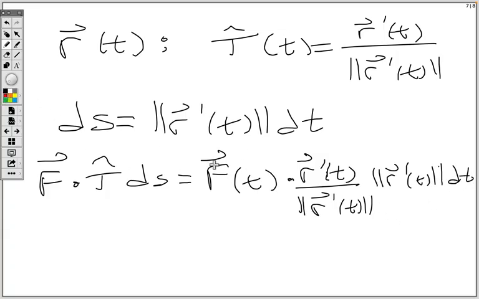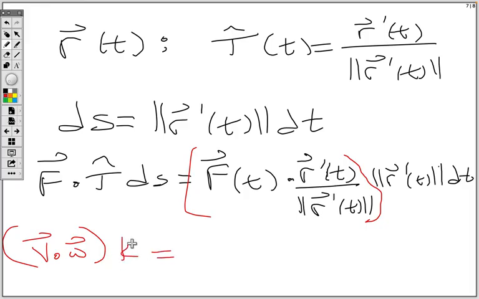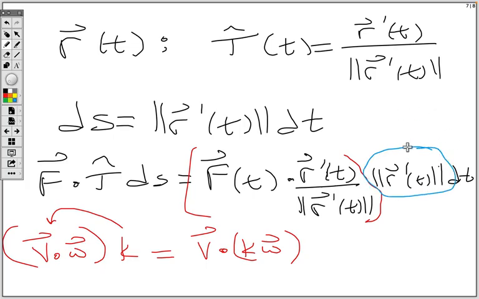What do we know about dot products? We've got this property of dot products: if you have v dot w times a scalar k, I can move that scalar. The scalar floats in there however you want. So what I can do is take this scalar, because it's a magnitude, and float it in, and that's going to cancel out this magnitude down here.